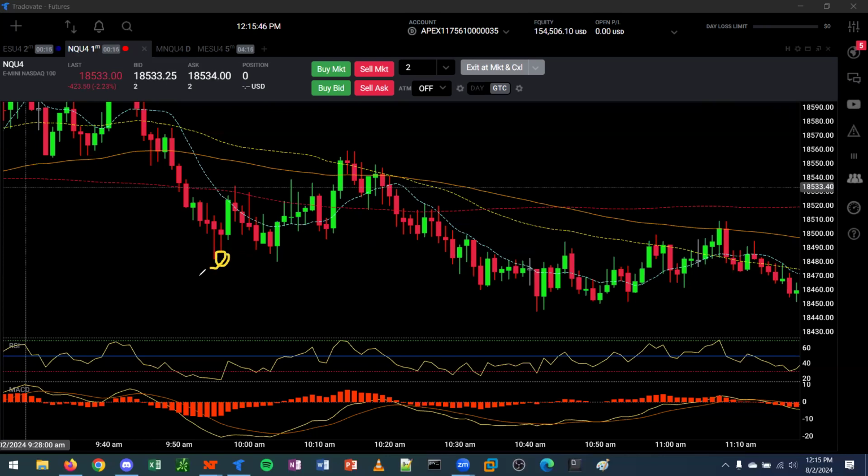If you get in here, look at RSI. Is it any bullish? No, not yet. Is MACD bullish? No. Okay, so that would say no entry here, right? No entry here, right? So then this one would have been a better entry. And you tell me why?